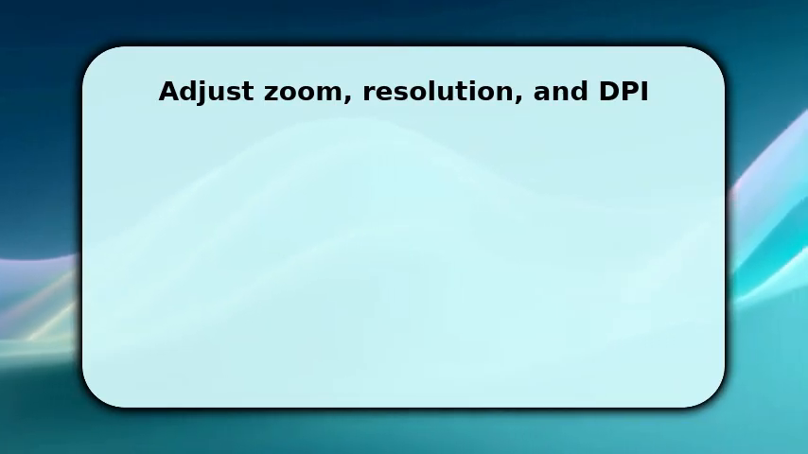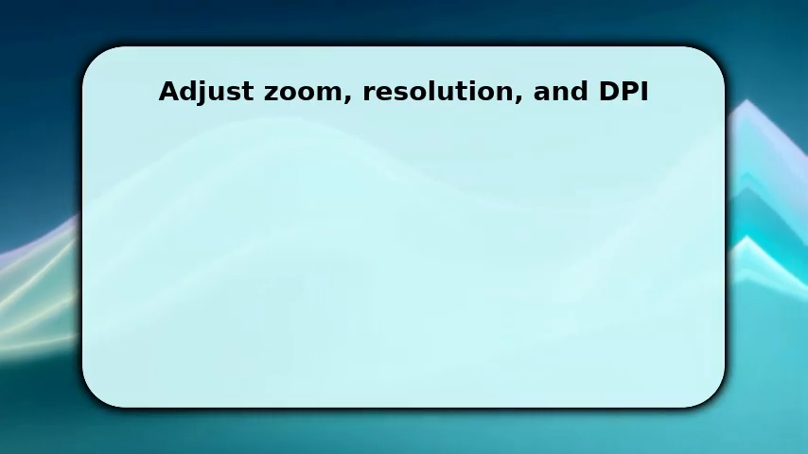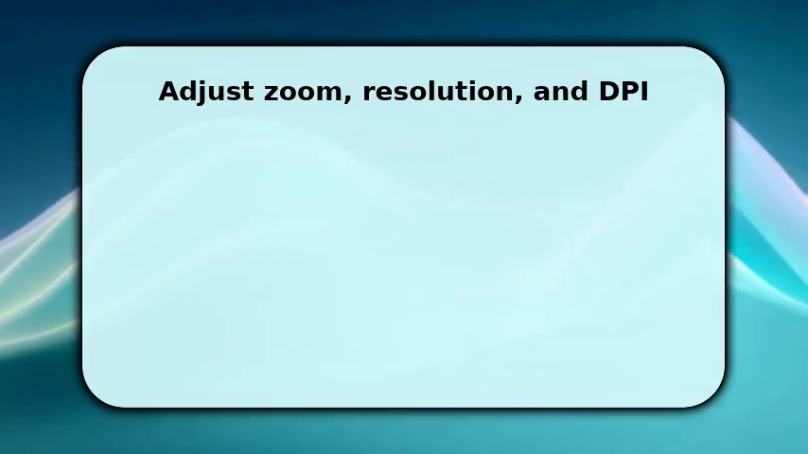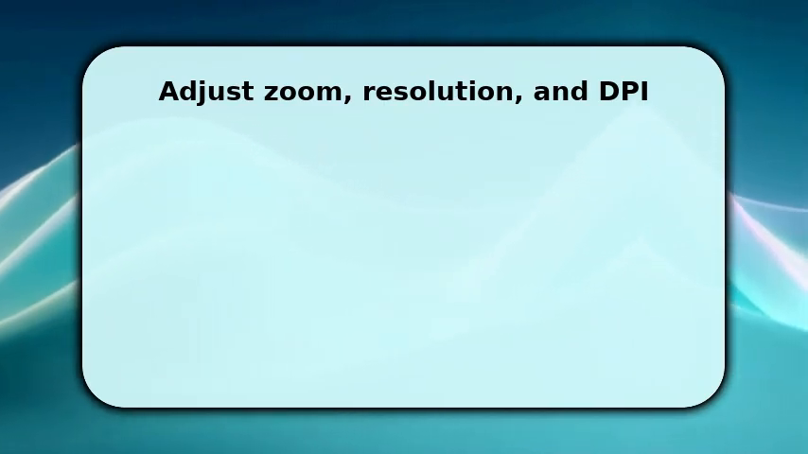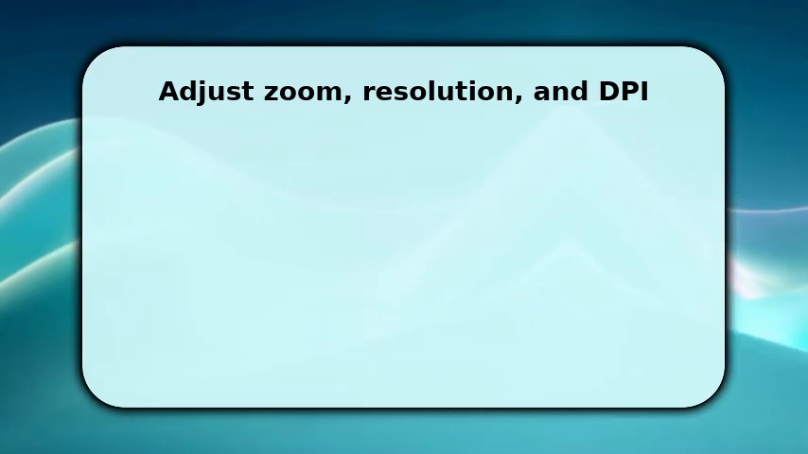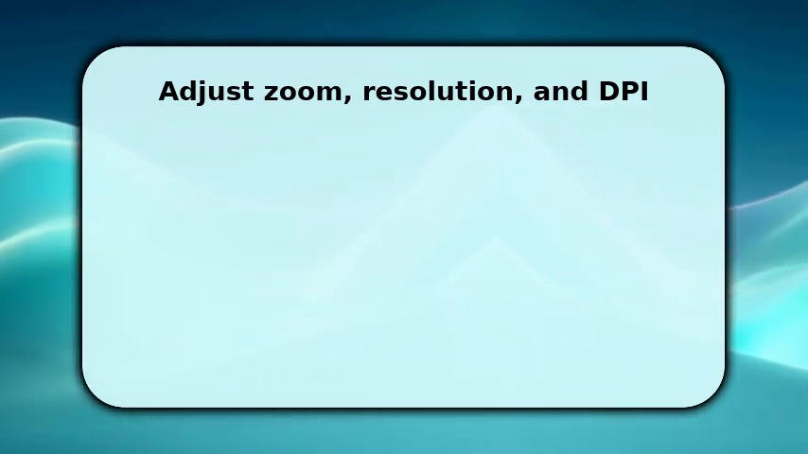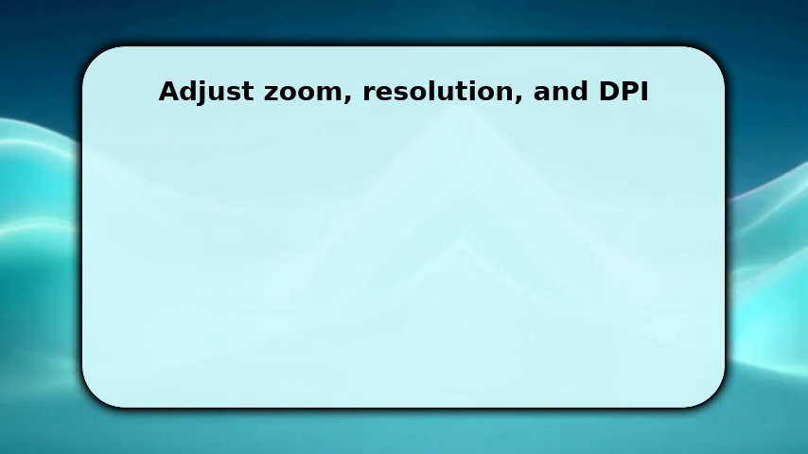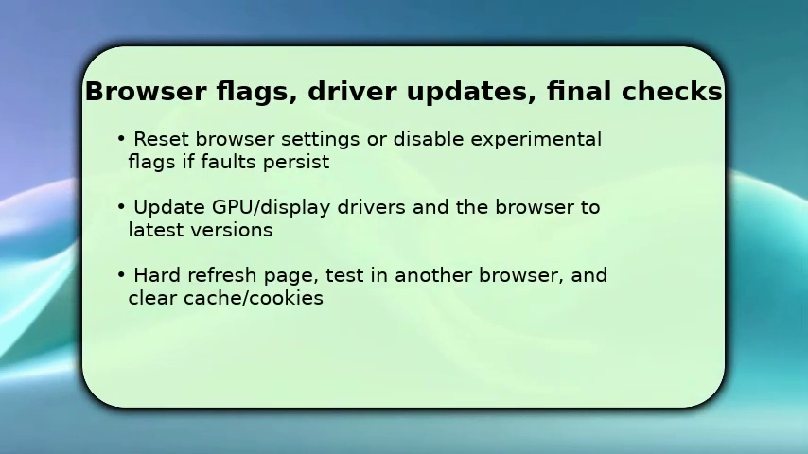That ensures consistent rendering. Then go to system display settings and pick the native resolution for your monitor. This preserves aspect ratio and sharpness. If items are too large, adjust display scaling or DPI to a sensible value like 100, or finish by addressing deeper causes. Reset browser settings or disable experimental flags if you changed them earlier, because flags can force odd layouts.